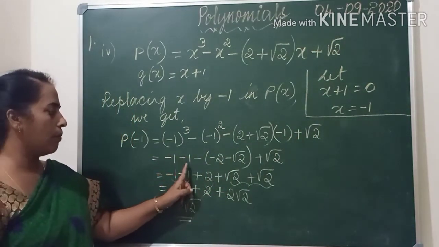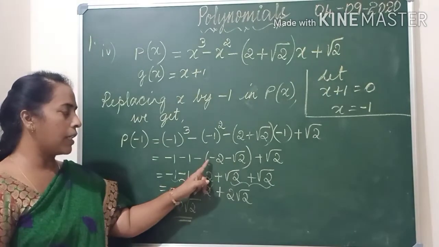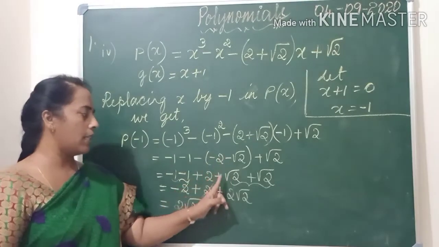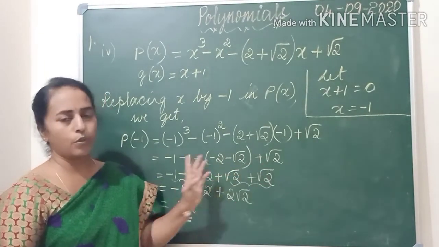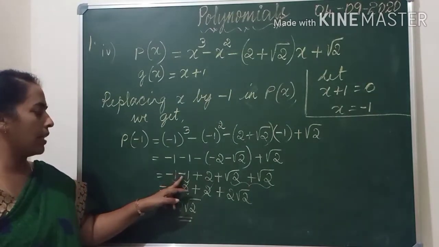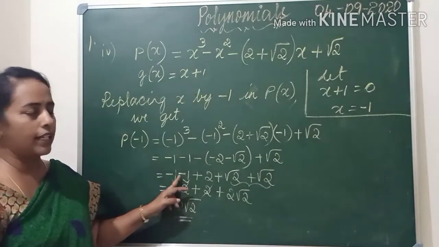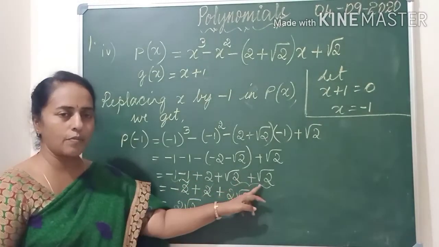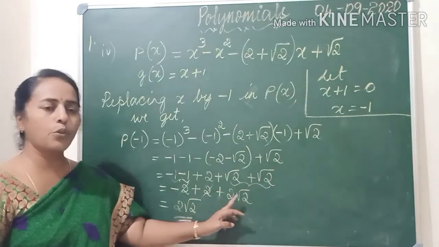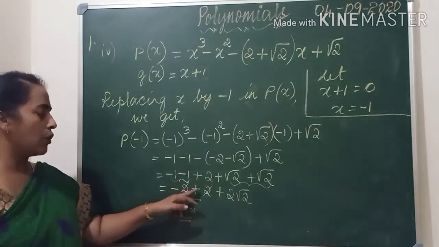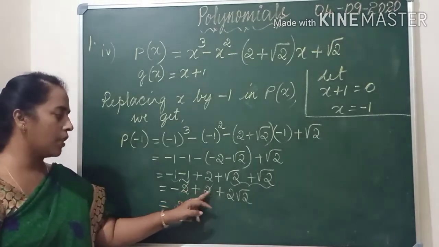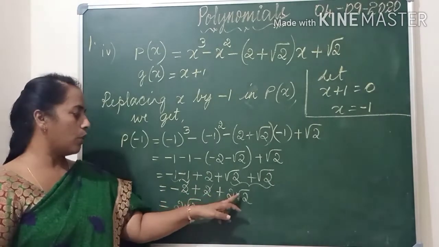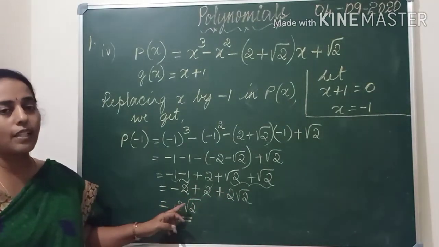In the next step, minus 1, minus 1. Now open the bracket by multiplying each term by minus. So minus into minus, plus 2, minus into minus, plus root 2, plus root 2. In the next step, here minus 1 minus 1, they have the same sign, so you should add. So minus 1 minus 1, you will get minus 2, plus 2, plus root 2 plus root 2. These two are like terms. 1 root 2 plus 1 root 2 will get 2 root 2. In the next step, here minus 2 plus 2 is there. Since the same term has opposite signs, you can cancel. So plus 2 minus 2 will be cancelled. So what is left over? 2 root 2. That is the remainder.